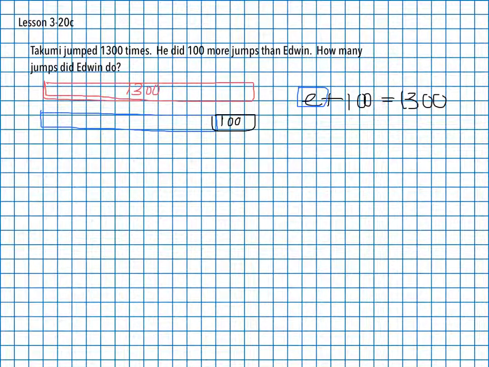How do we get rid of a plus 100? Well, we get rid of plus 100 by subtracting 100. Whatever we do on one side of the equal sign, we're going to do on the other side, minus 100 there. If I do this, this is going to go scribble, scribble, scribble, gone, and all I am left with is E. Here, take 1,300 minus 100, I'm going to get 1,200. So Edwin did 1,200 what? Push-ups, 1,200 winks, 1,200 knuckle cracks? No, he did 1,200 jumps.